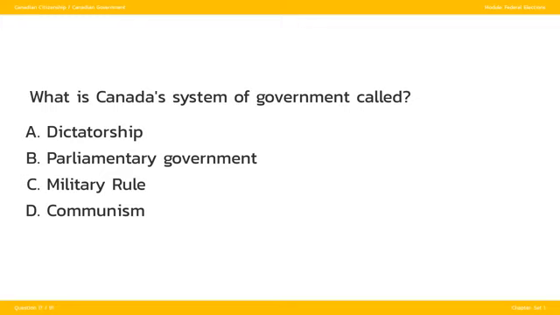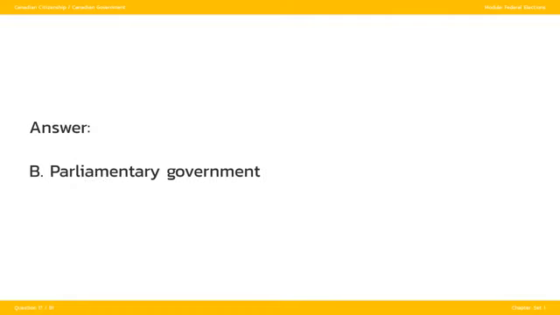What is Canada's system of government called? A. Dictatorship. B. Parliamentary government. C. Military rule. D. Communism. The answer is B. Parliamentary government.